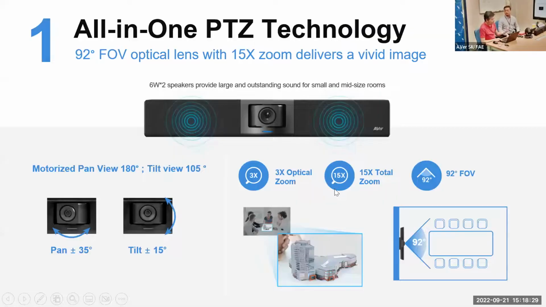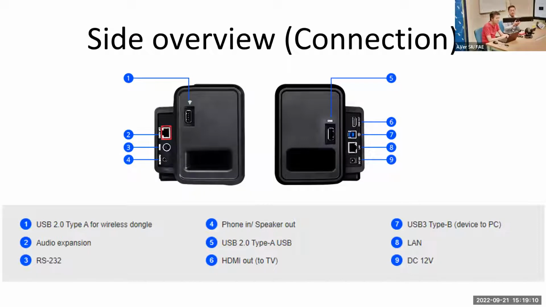And this camera is a real PTZ camera. You can see we have a camera. We can make wide pan and tilt movement. And we have 3x optical zoom and 5x digital zoom, so in total we have 15x zoom. And we have a 92-degree FOV. And I believe in the market, AVer is the first to have an all-in-one video bar come with an optical PTZ camera. So this is really a PTZ camera.